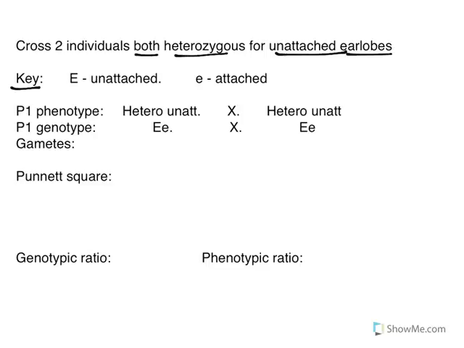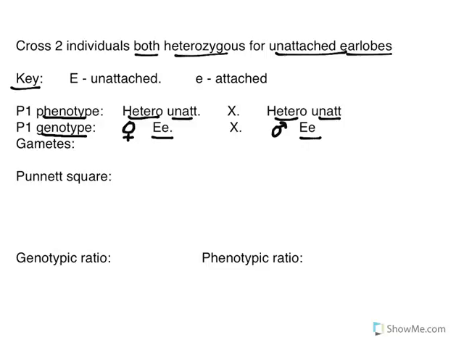So the first thing you do is declare the parental phenotypes, the P1 generation, the first parental generation phenotypes. What do they look like? As I said in the problem, they're both heterozygous unattached. Both of them are the same. Now, what is the P1 genotype? Use the letters from your key to represent the genotypes. Heterozygous unattached, capital E lowercase e, crossed with capital E lowercase e. They're both the same. So in this case, the female and the male both have the same genotypes.